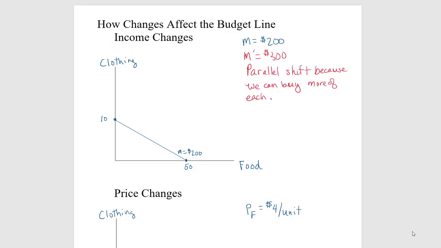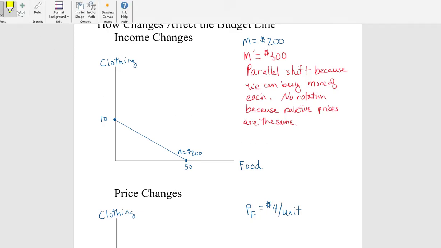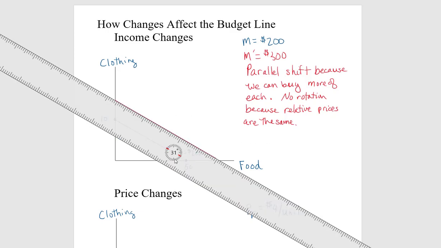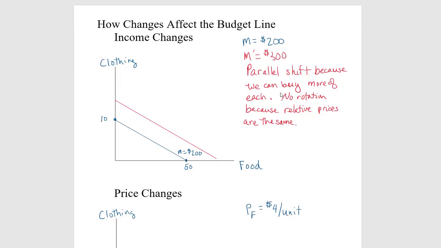It should be noted that we're not talking about the changes in the prices of either of the goods. So there's no rotation of the budget line because relative prices are the same. When I say relative prices are the same, I really mean the slope is the same. That ratio of price of food to the price of clothing hasn't changed. So what does this new budget line look like for us? The new budget line would be somewhere out here further beyond what we had when the income was only $200.